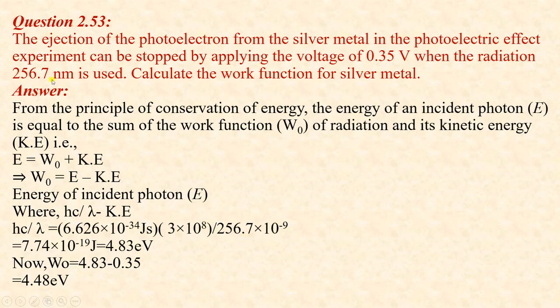Now this wavelength is in nanometer, so convert nanometer into meter. Now it comes equal to 7.74 into 10 to the power minus 19 joule. It is in joule, so you will convert joule into electronvolt by dividing by 1.6 into 10 to the power minus 19. Now W naught is equal to E minus kinetic energy. The value of energy is known, it is 4.83, and kinetic energy is equal to 0.35. So it comes equal to 4.48 electronvolt.